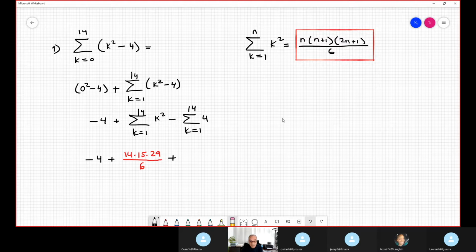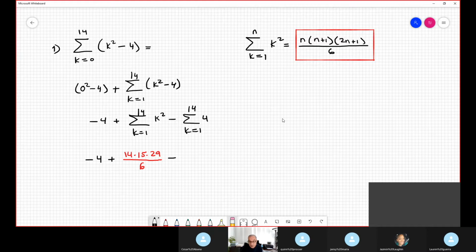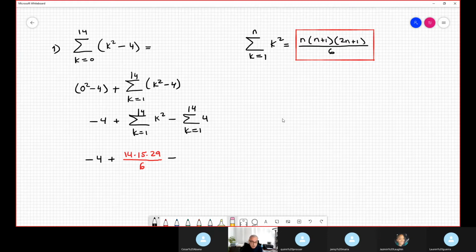We're going from, it's minus now, minus. And you apply the property: when it's a constant, it's just multiplication. It's multiplication, 14 times 4. Well, the rest is arithmetic.